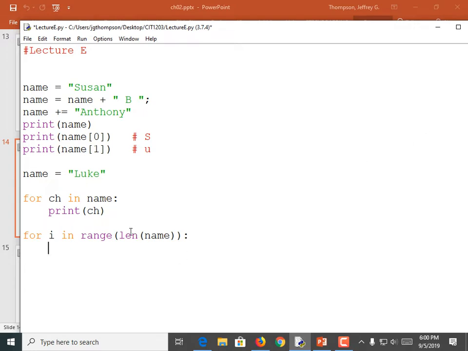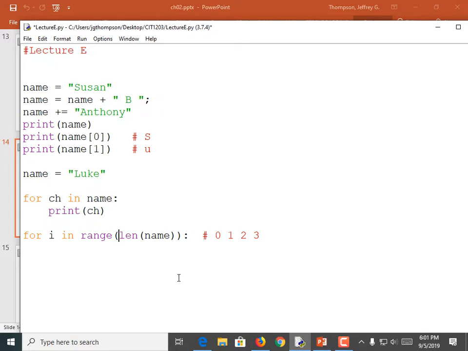What this does is it checks that string, counts how many letters there are, and returns it. So since Luke is 4 long, the length of the name is 4. So it's going to start counting 0, 1, 2, and 3 and stop when it gets to 4. So in this particular case, this is going to count 0, 1, 2, and 3.